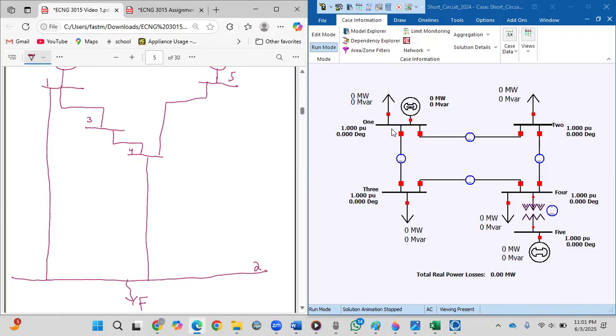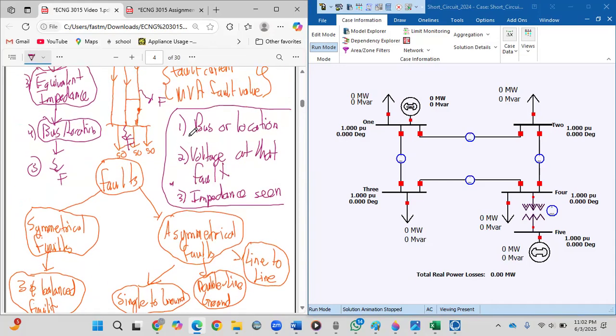Did we account for all the lines? We have a generator going to 1, check. Bus 1 going to bus 3, bus 1 going to bus 2, bus 3 going to 4, and 4 going to 5. I think that's all. I like to count the lines: 1, 2, 3, 4, 5 lines on the diagram, and 1, 2, 3, 4, 5 lines on the graph. So we have accounted for all the connections.